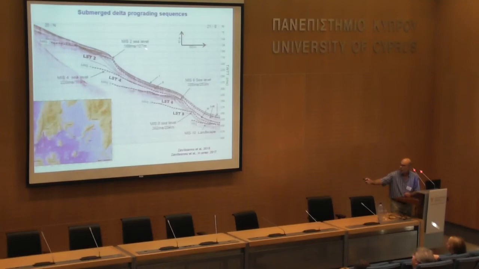Then we have poor evidence for stage 4, but we have a stage 6 here with a very nicely developed clinoform, which is at about 140,000 years. And below that, we have pretty good evidence for stage 8 at 250,000 years before present. So we have a succession of low-stand terraces which are at different depths because of tectonics.